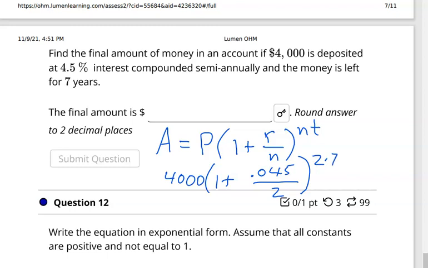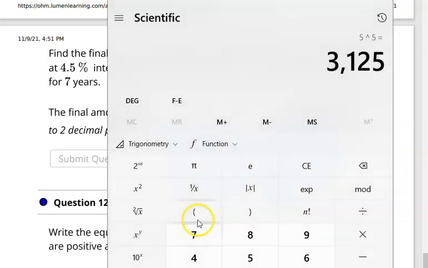So we'll put 14 there. We'll put that all in our calculator. We're going to multiply 4,000 times, in parentheses, 1 plus 0.045 divided by 2, and take that to the 14th power. For my calculator, I'm going to start here and take that to the 14th power, then multiply by 4,000, just to make it simpler on my calculator. So I'll take 1 plus 0.045 divided by 2.